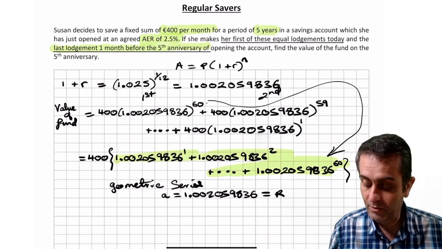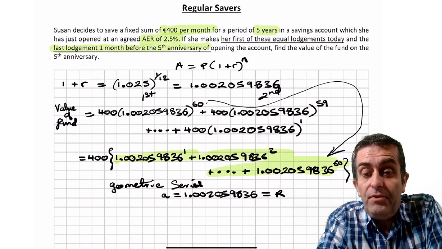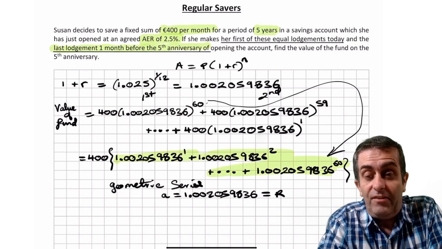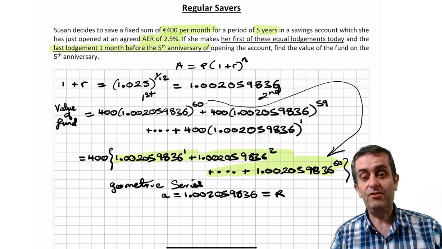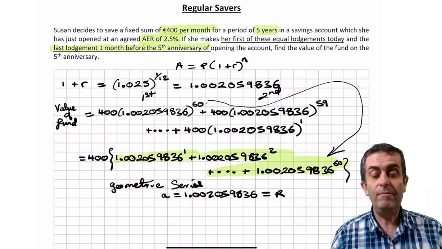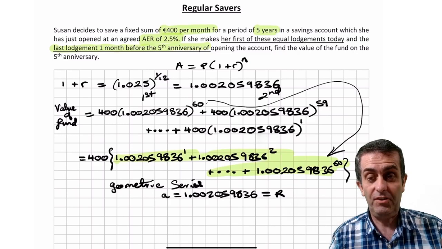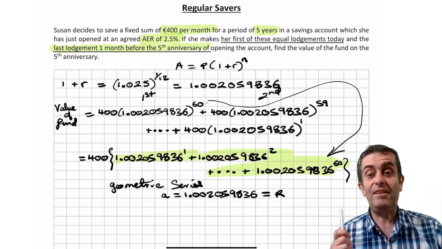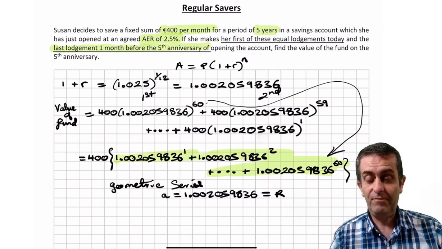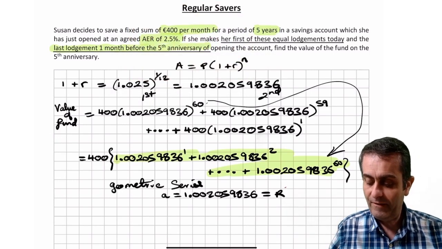And the common ratio, the number that we're multiplying by every time, is the same number, 1.002059836. Now, the symbols that I'm going to use through this series of videos on financial maths is that little r is always the decimalized interest rate, and capital R is always the common ratio of a geometric series. Okay, so little r is the decimalized interest rate, and capital R, as I said, is the common ratio of a geometric series.